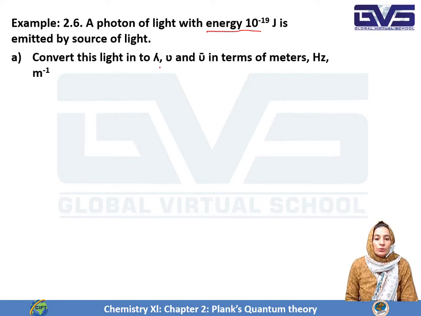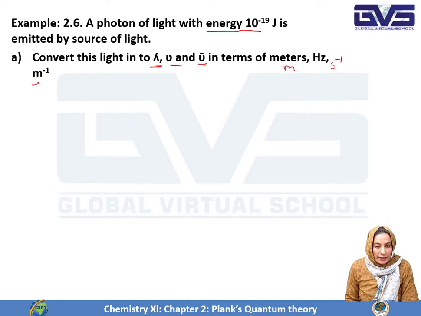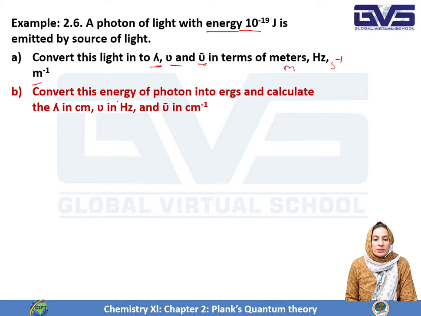Convert this light into wavelength, frequency and wave number. The wavelength you have to calculate in meters, the frequency in hertz, or you can say per second, and the wave number in per meter. And the second part, convert this energy of photon into erg. So now you have to change this energy from joules to erg and then calculate wavelength.